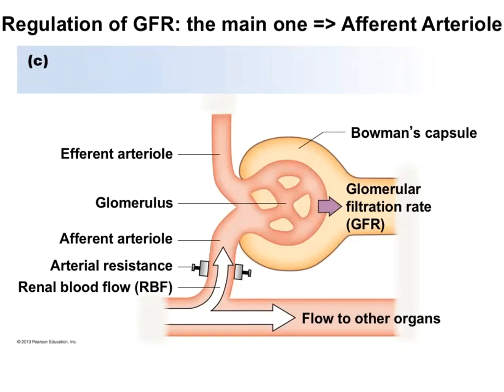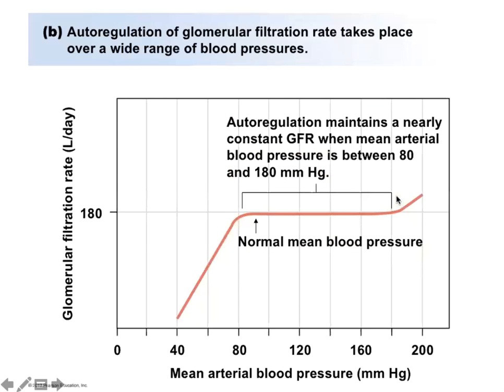And through this kind of regulation, the GFR is actually very consistent in the body. The result is this. The x-axis tells you the mean arterial pressure. The y-axis is the GFR. And in Unit 3, you learned how to calculate the mean arterial pressure. In normal people, the mean arterial pressure is about 93 millimeters of mercury, because the systolic pressure is 120 and the diastolic pressure is 80. Their GFR is 180.